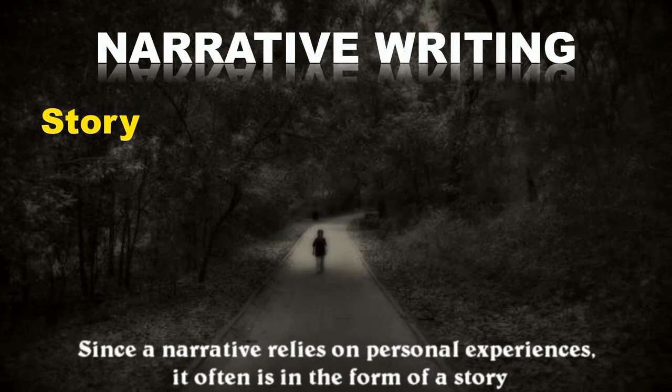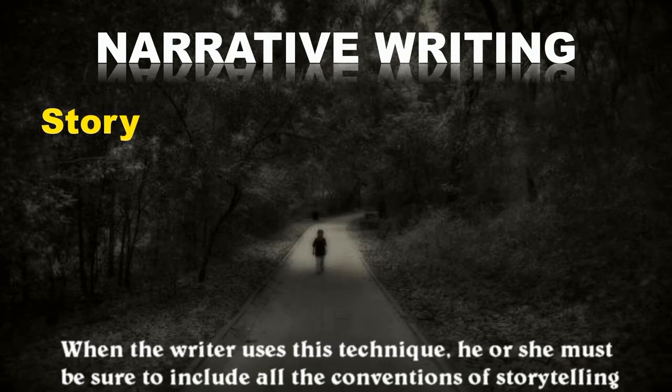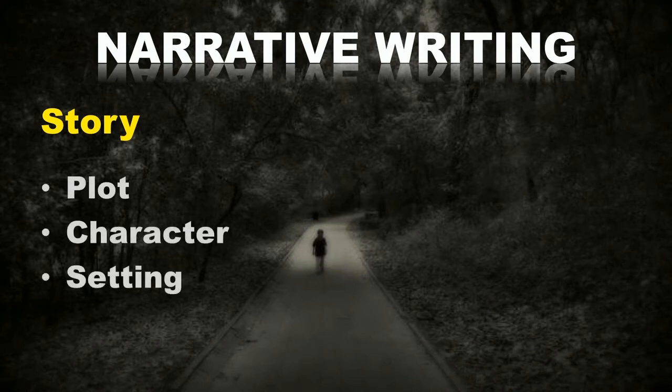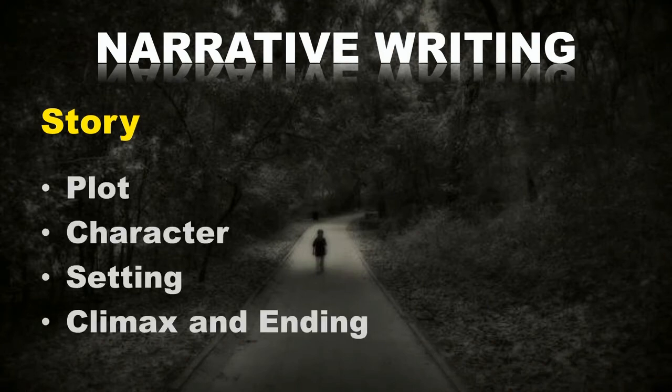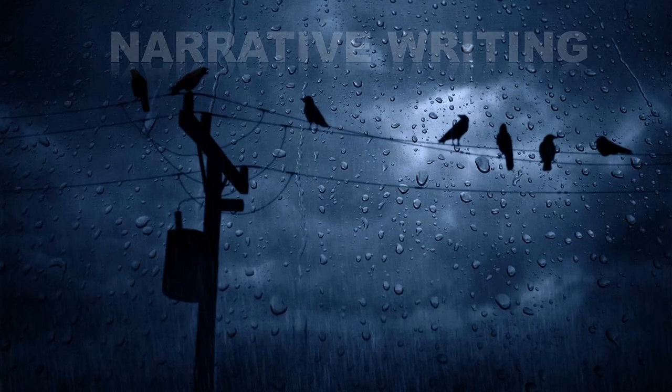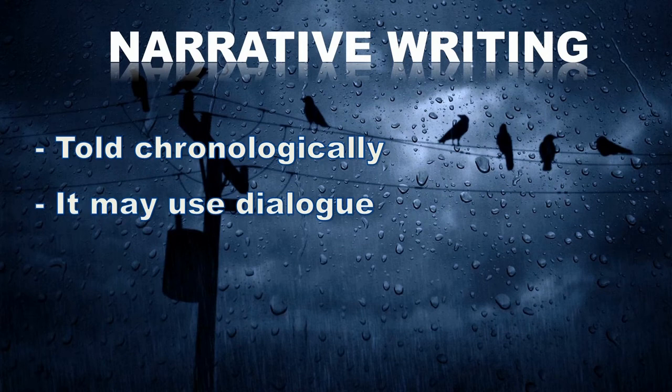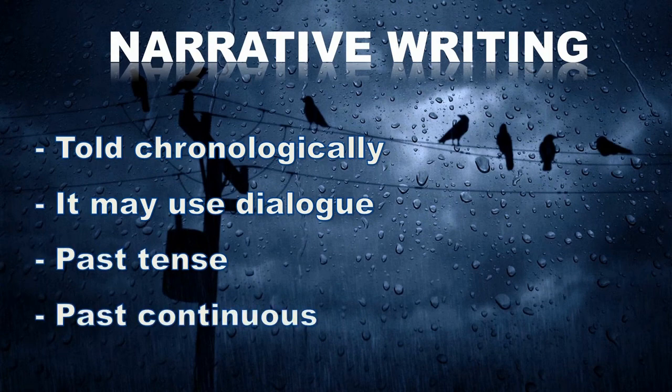Since a narrative relies on personal experience, it is often in the form of a story. When the writer uses this technique, he or she must be sure to include all the conventions of storytelling, just like plot, character, setting, climax, and ending. The narrative paragraph is usually told chronologically and may be written in dialogue. Moreover, with this type of style, it is generally preferable to keep to the past tense and to use the past continuous for interrupted actions.